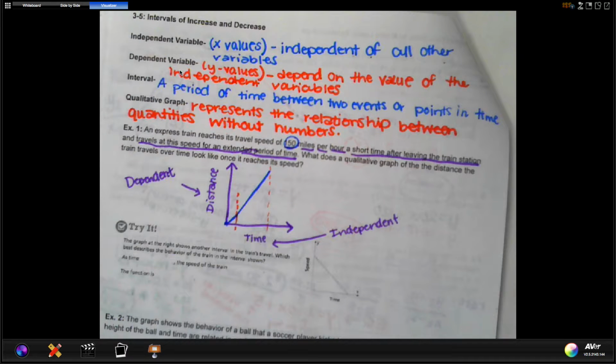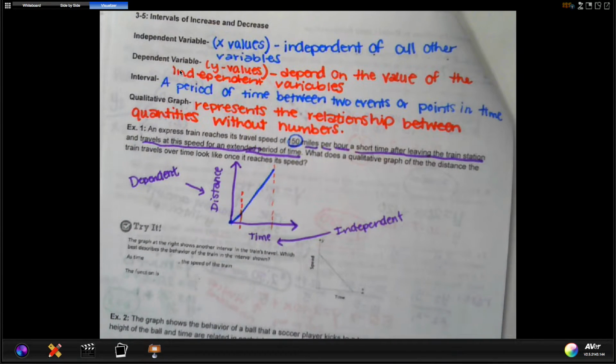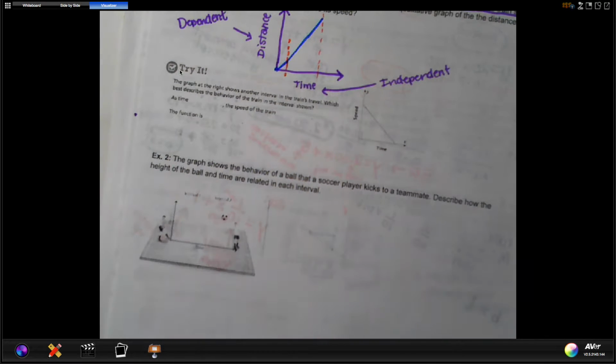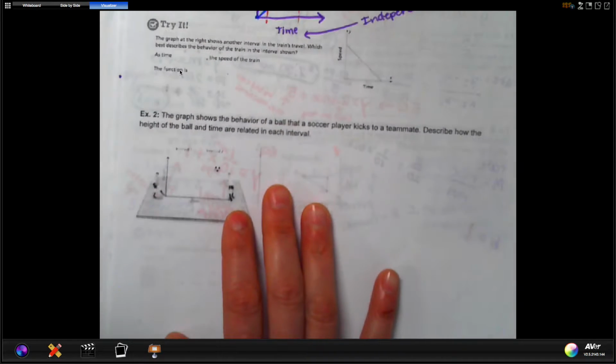Okay, so you can do the you try it here on your own, and then we're going to do example 2. So example 2, let's try this again. Let's make sure this is on screen real quick. Oh, a little bit higher.